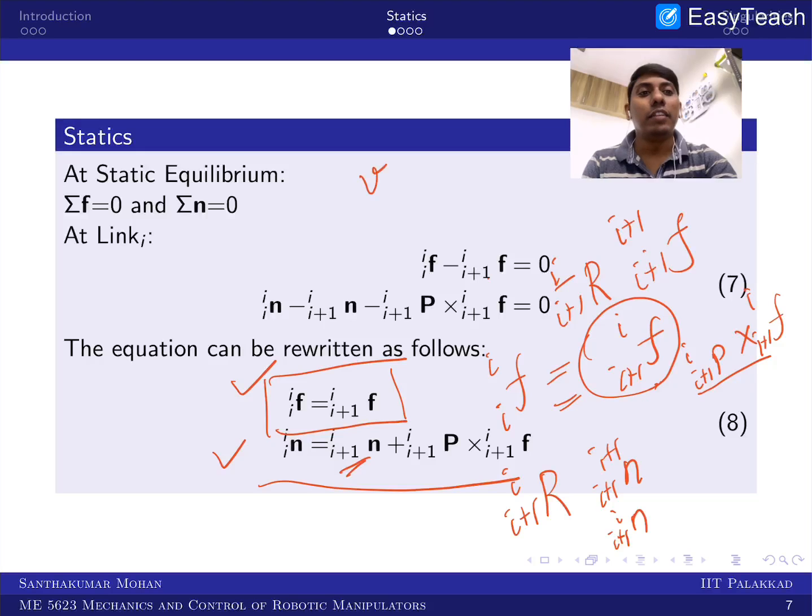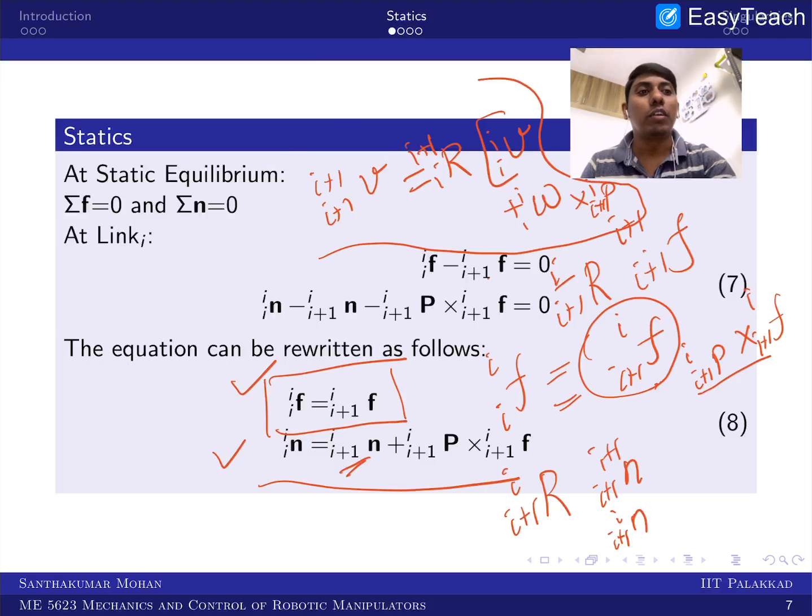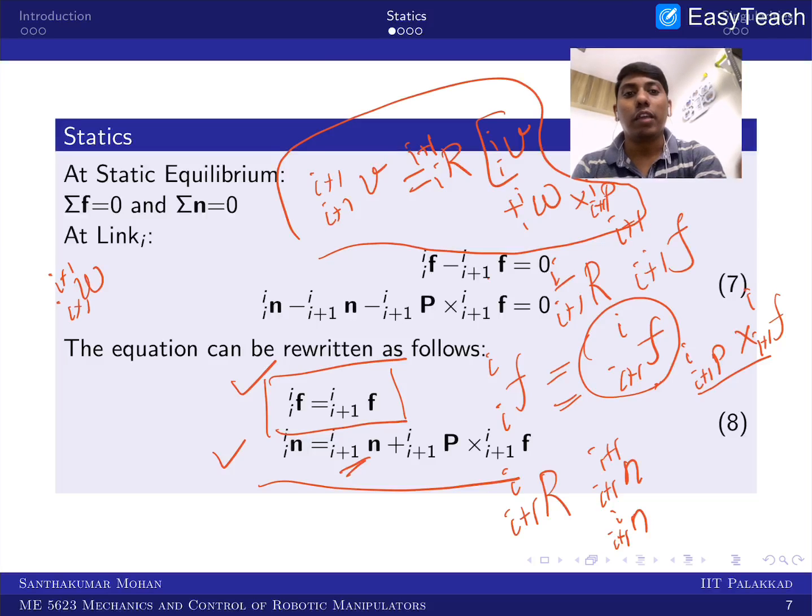So how have we done the velocity propagation? We have done this, right? You remember this, I hope. That's why I have done this straightforward. Right, so this is what you said, if it is a rotary joint, and this is the linear velocity propagation, right? The angular velocity propagation, you know, that we have also done like this.